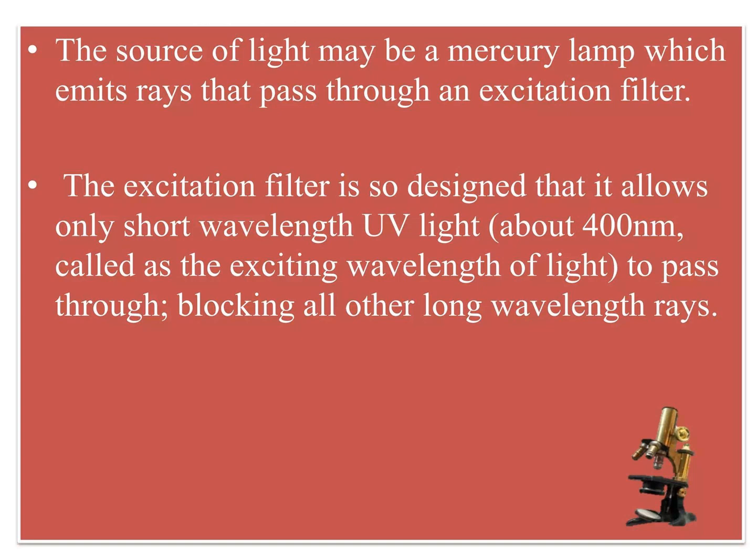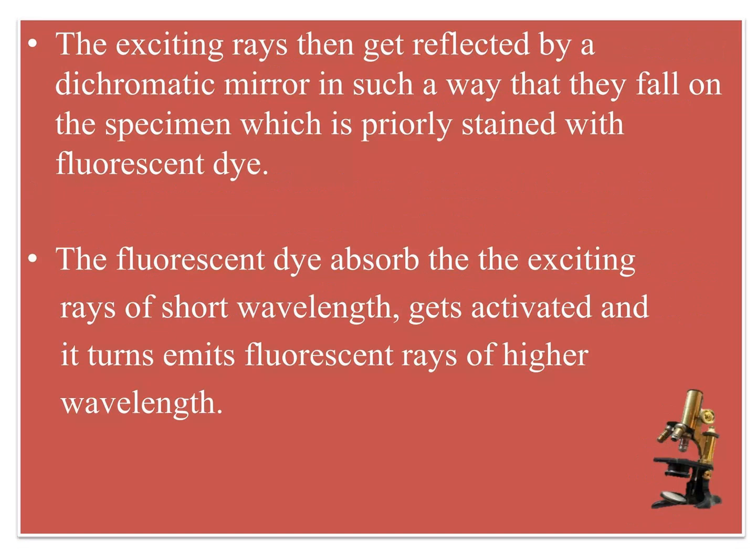The source of light may be a mercury lamp, which emits rays that pass through an excitation filter. The excitation filter is designed so that it allows only short wavelength UV light, about 400 nanometers, called the exciting wavelength of light, to pass through, blocking all other wavelength rays. The exciting rays are then reflected by a dichromatic mirror in such a way that they fall on the specimen, which is previously stained with fluorescent dye.